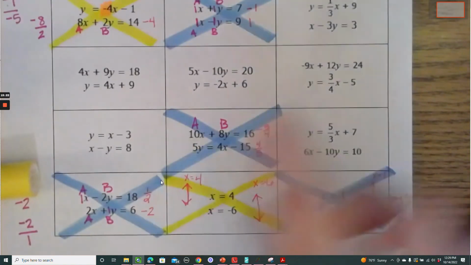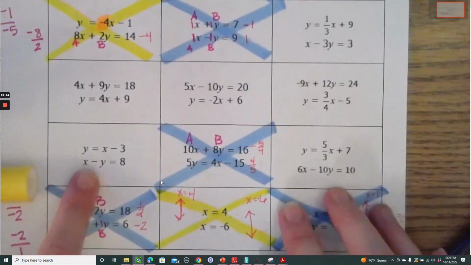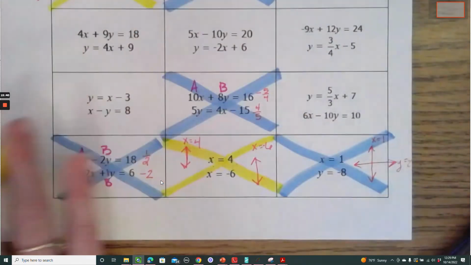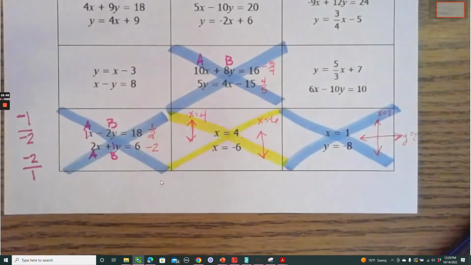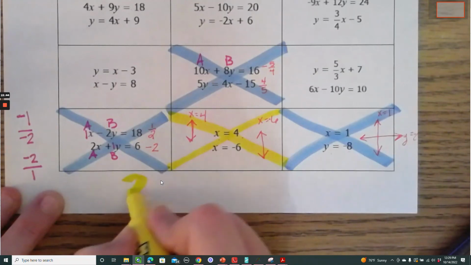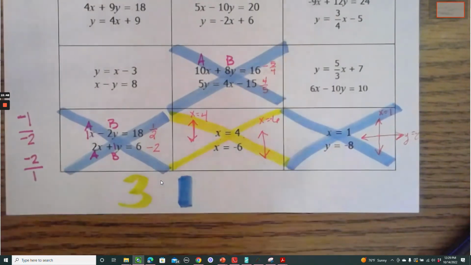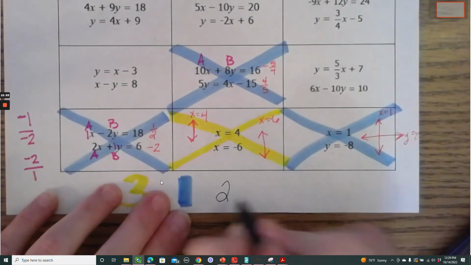Okay, so that leaves you 1, 2, 3, 4, 5, 6. I'm going to give you a hint for the last 6. You ready? 3 are going to be yellow. 2 are going to be neither. 1 is going to be blue. So you're going to have 3 yellow, 1 blue, and you're going to have 2 that are neither.